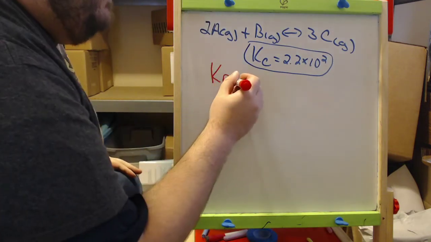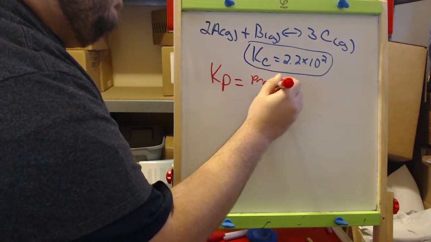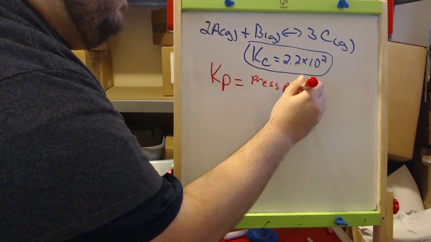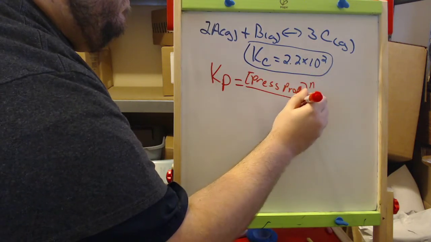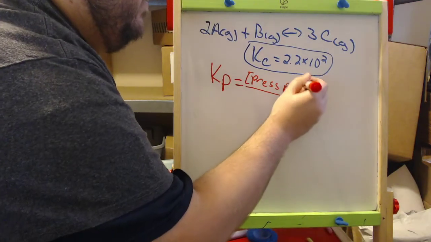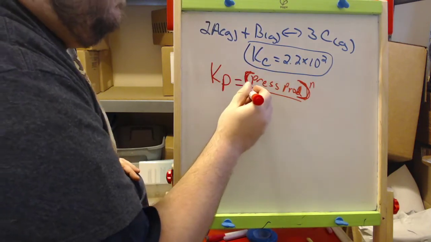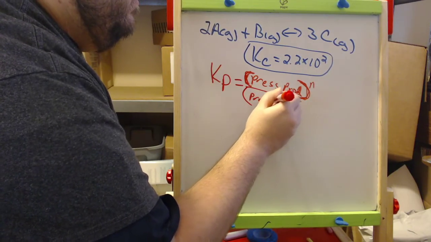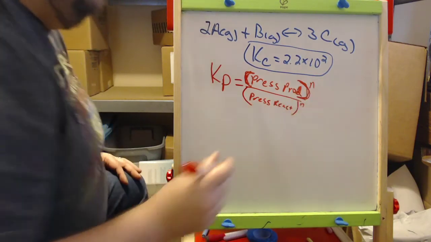And it would be the same exact thing. It's the pressure of the products raised to their coefficients. I don't want to use brackets because that's concentration, so let's make parentheses. Round out those brackets. Over the pressure of the reactants raised to their coefficients. Okay.